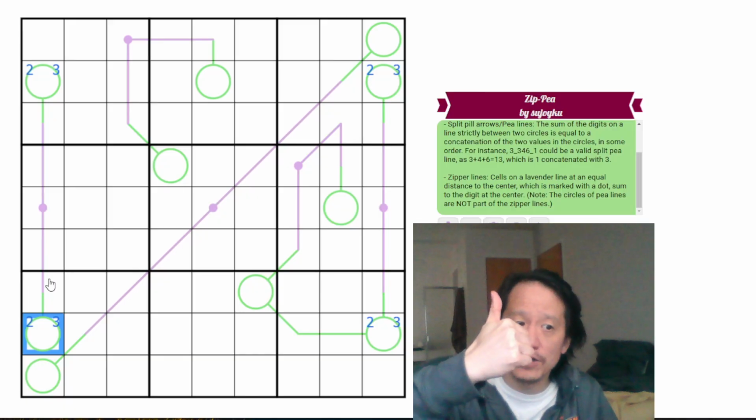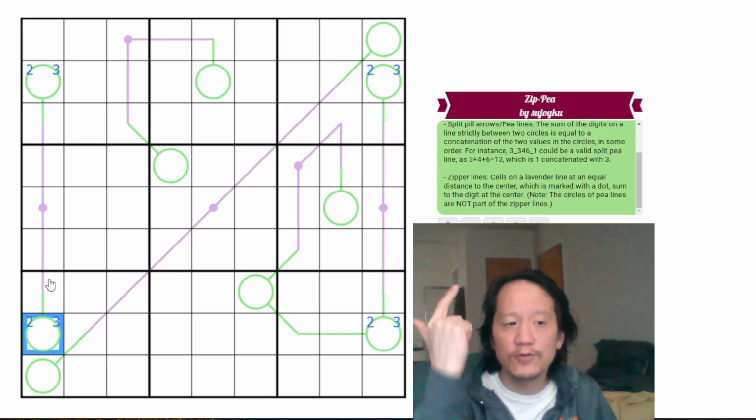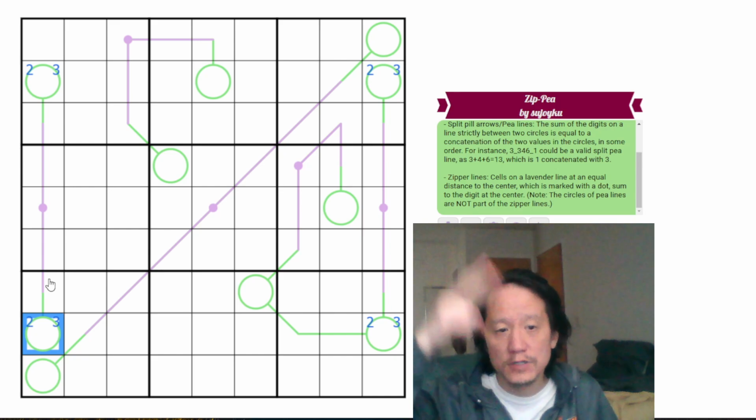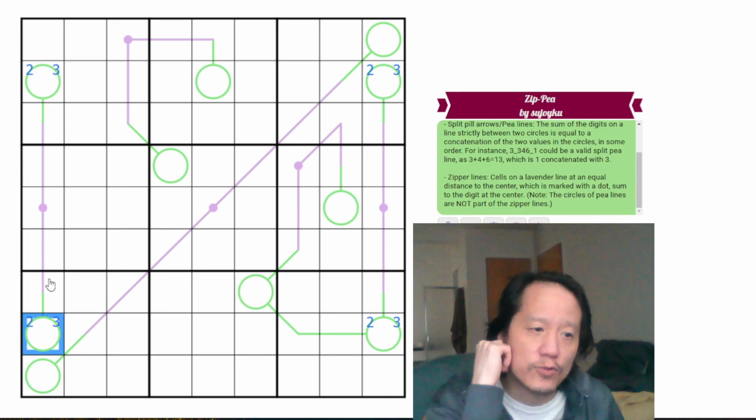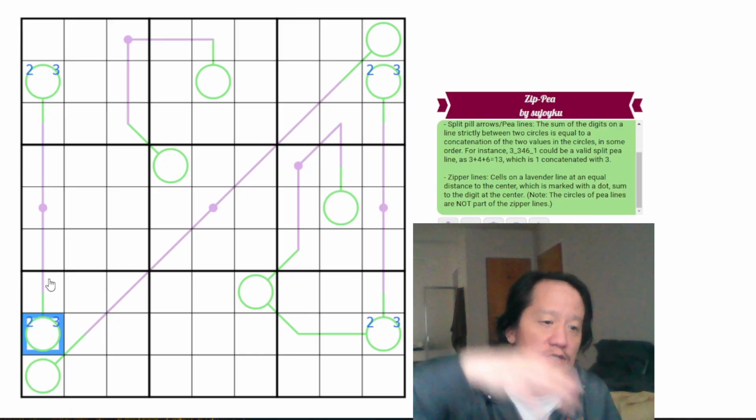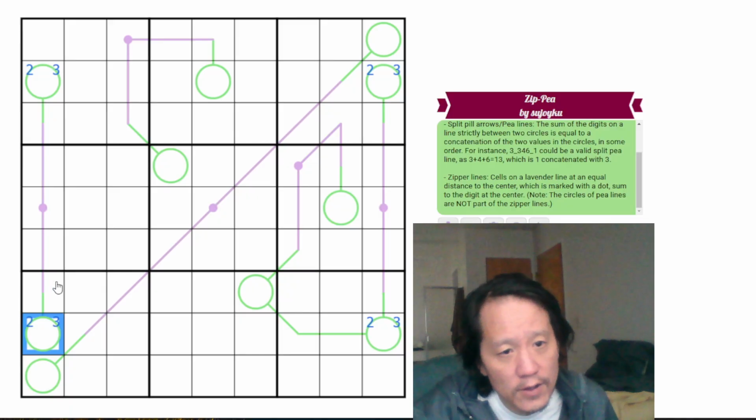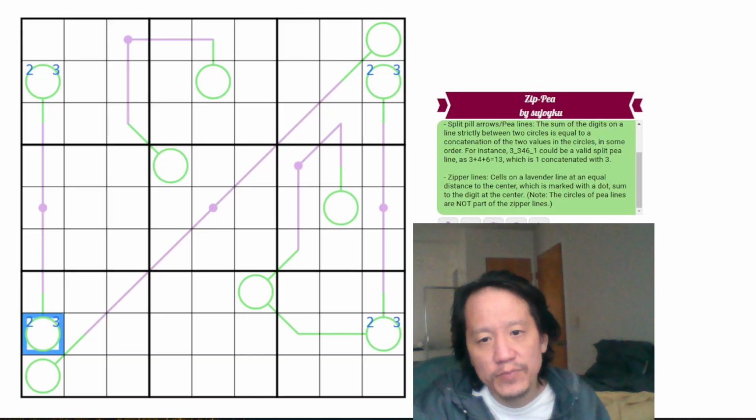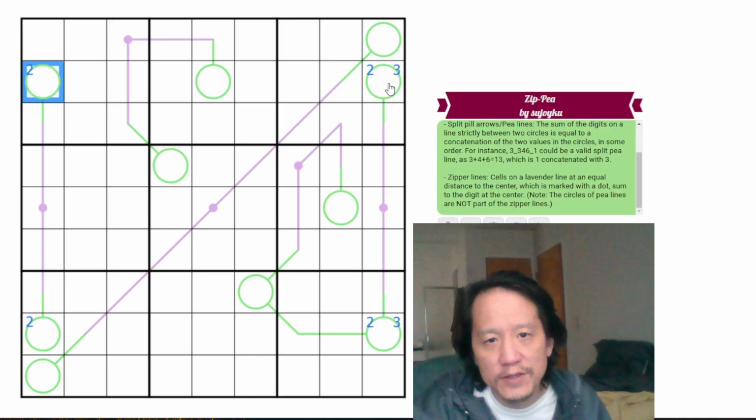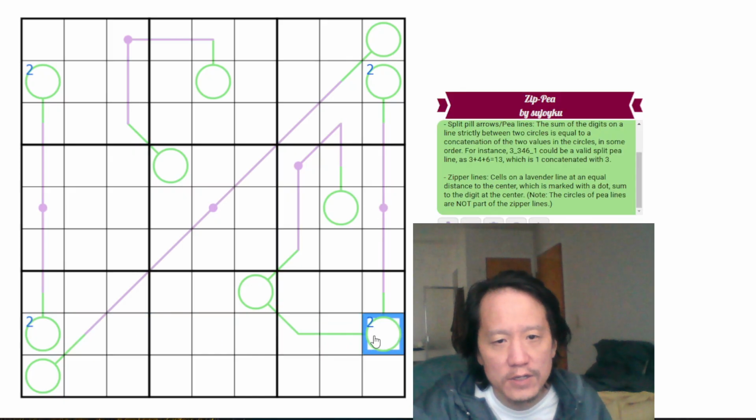You can't have 30 because there's no 0. You can't have 33 because that would make two 3s, and that's not possible within one column. And then 36 is greater than 35. So this has to have a 2, and this has to have a 2, which means there cannot be a 2 anywhere in between. Oh, this is not a zipper line, interestingly enough.